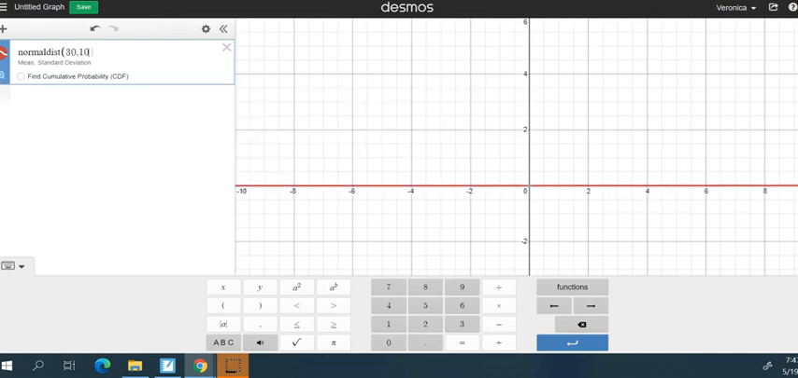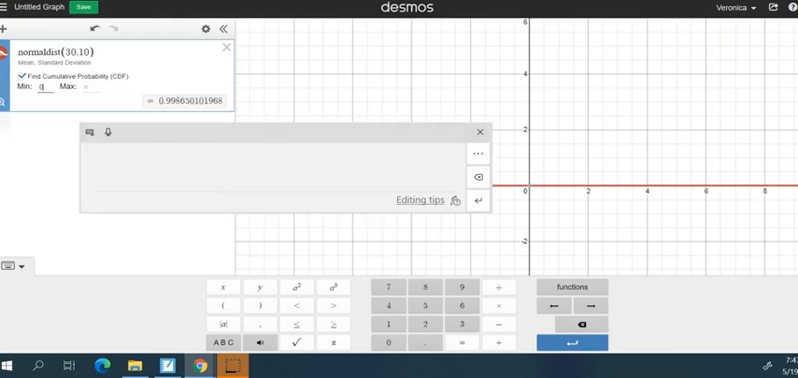Okay, and then I can click Find Cumulative Probability. Now, this is where it lets me set my minimum and my maximum. So my minimum, I'm going to put 0, and my maximum, I'm going to put that score of 27. And you'll notice we get a decimal right here.